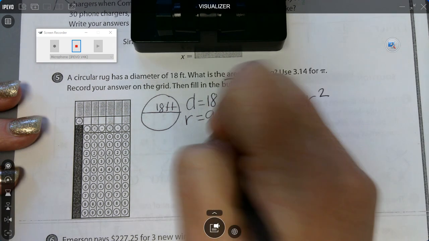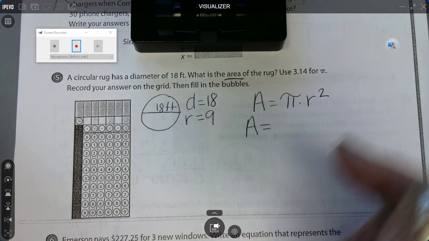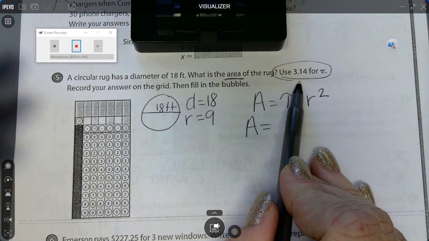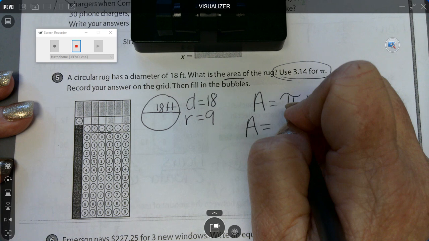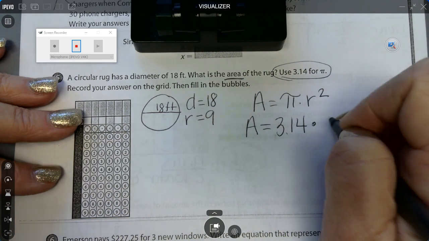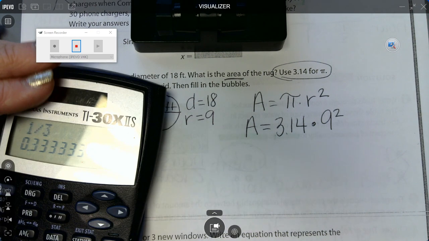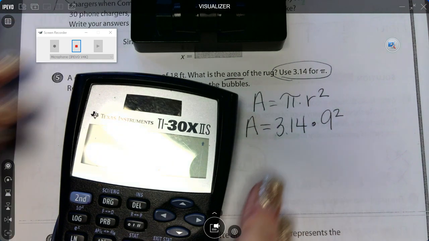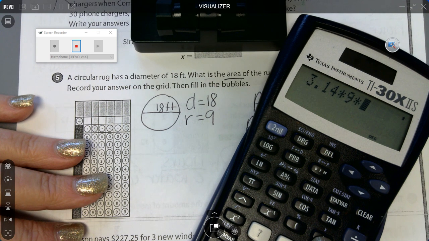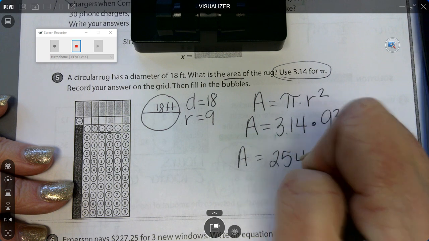Okay, all right, so now watch. Oh, and this is where it gotcha. Look at what it says. It says use 3.14 for pi. So we're going to take pi out and we're going to plug in 3.14. And our radius is 9 and we're going to square it. So you are right. This would be 81 pi, but we have to use 3.14 for it. So 3.14 times 9 squared, which is 9 times 9, comes out to be 254 and 34 hundredths.